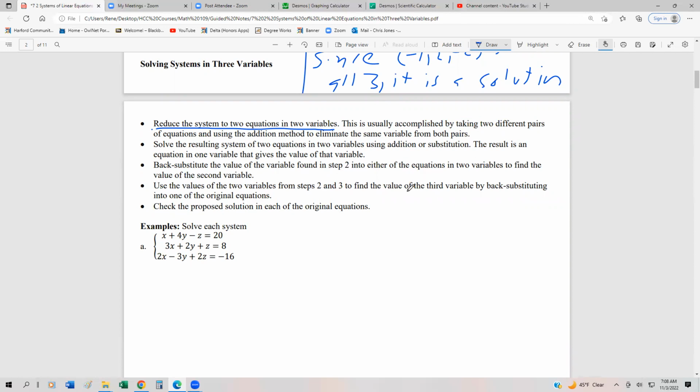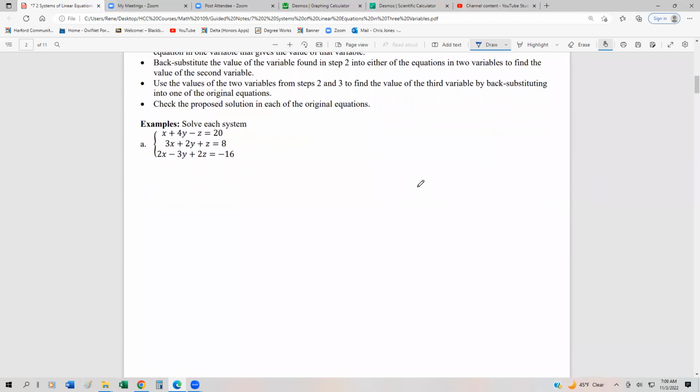So there's a lot of elimination and substitution going on here. Let me show you the process. We have x plus 4y minus z is 20, 3x plus 2y plus z is 8, and 2x minus 3y plus 2z is negative 16. I'm going to pick the first two equations and add them together because I notice that the z's are opposite. If I add those together, I'm just going to take these two equations off to the side.